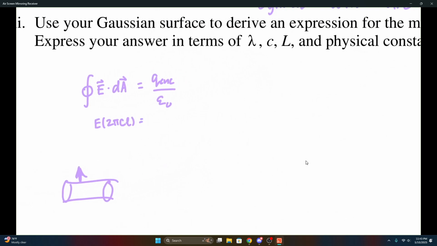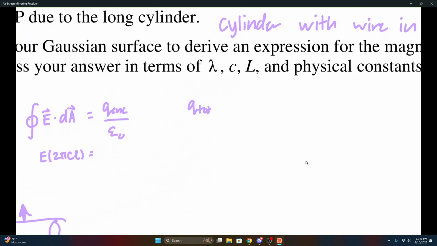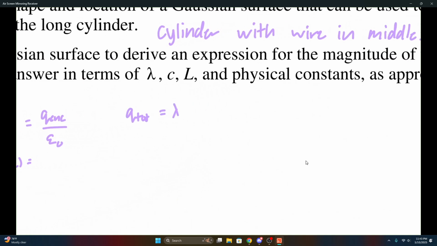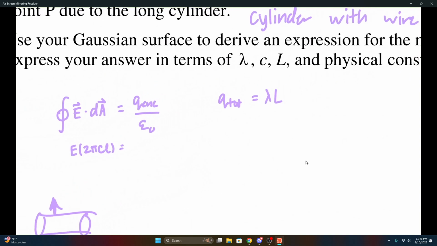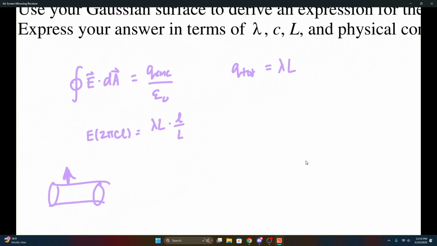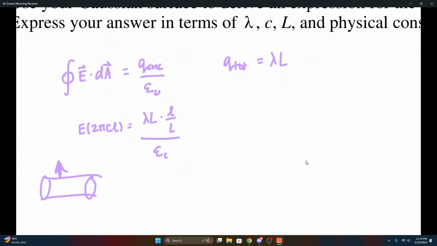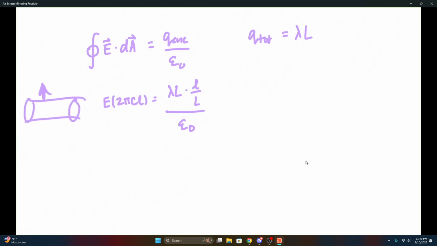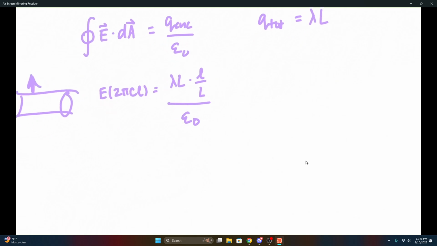equals the Q enclosed. So Q total is just the linear charge density times the total length, which means the Q enclosed by our cylinder is just lambda L times the proportion of the total length inside the Gaussian surface. So we get field equals lambda over 2 pi c epsilon.